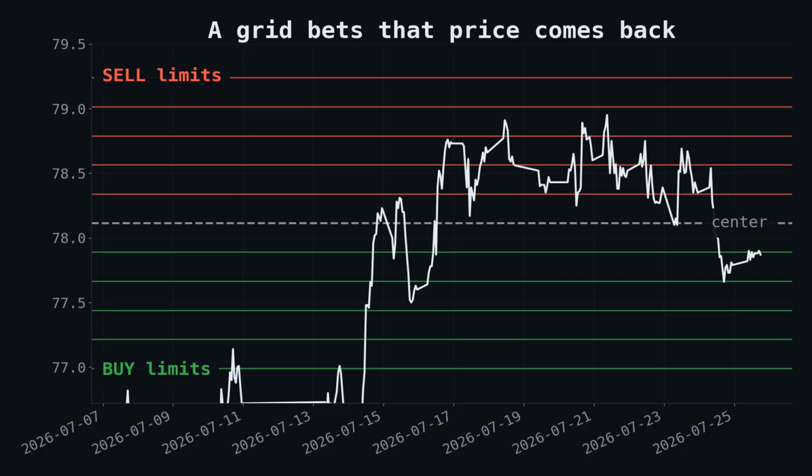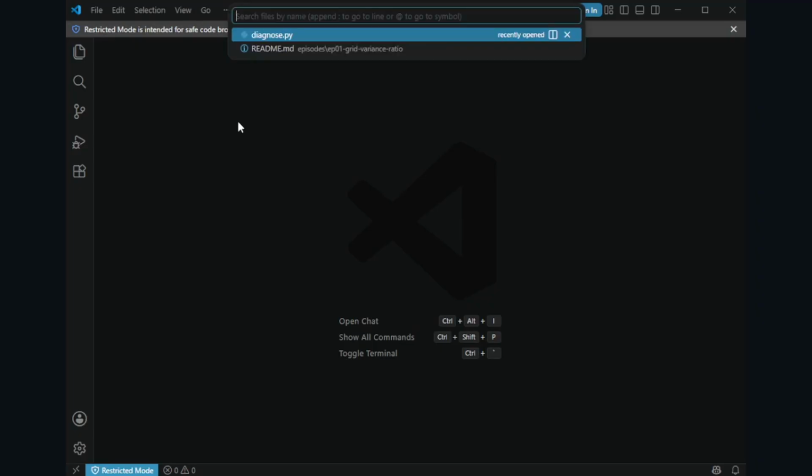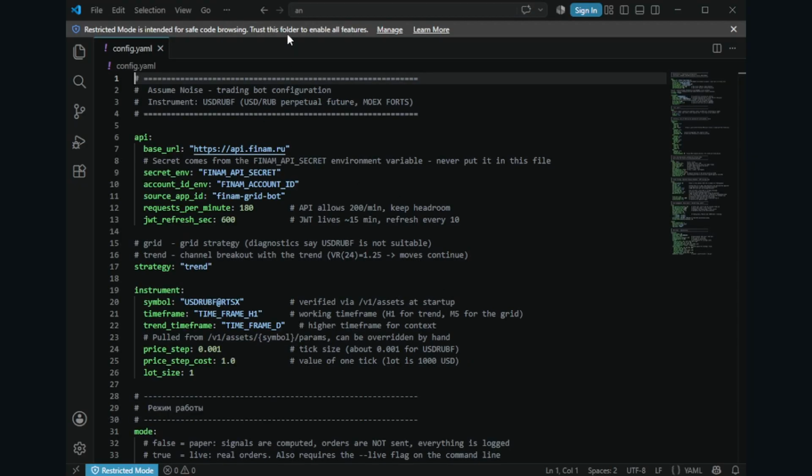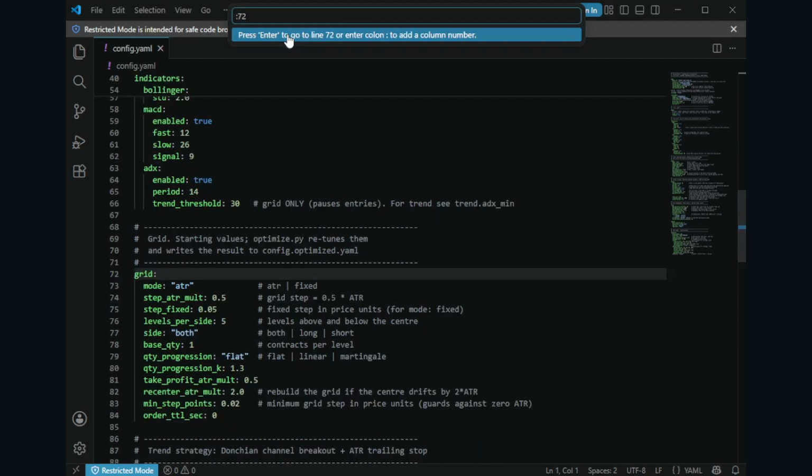I built it on USD/RUB perpetual futures. Spacing is adaptive, half an ATR, so the grid breathes with volatility. 5 levels each side, take profit, half an ATR. Indicator filters. EMA sets the center, RSI blocks adding to an overheated side, Bollinger stops the grid when price breaks the channel, and ADX pauses new levels when trend strength goes above 30, because trend is what kills grids.